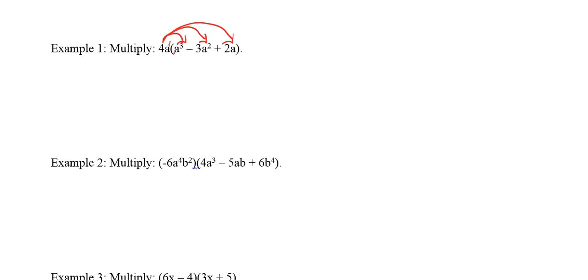We're going to do 4 times 1, which is 4. I have a to the first, a to the third, 1 plus 3 is a to the fourth. 4 times negative 3 is negative 12. A to the first plus a to the second is a to the third. Now when I'm saying plus, I'm adding exponents, not adding the actual terms. 4 times 2 is 8. A to the first and a to the first, so 1 plus 1 gives me a to the second.